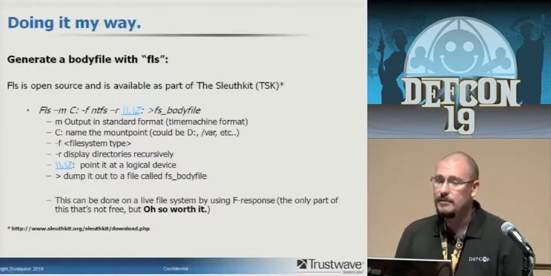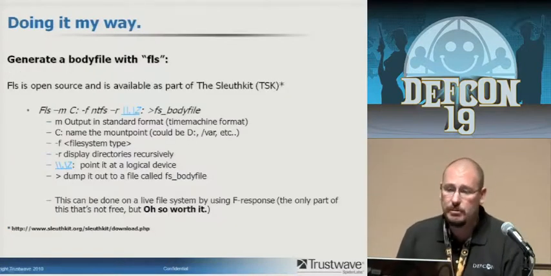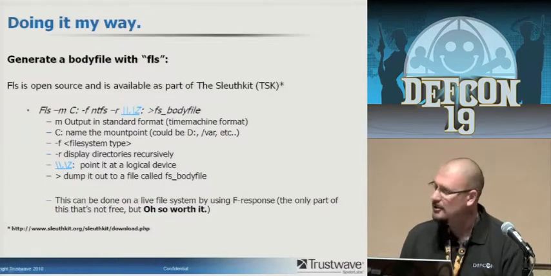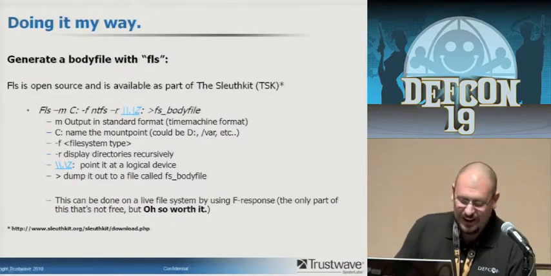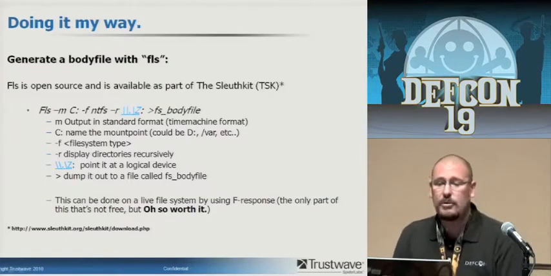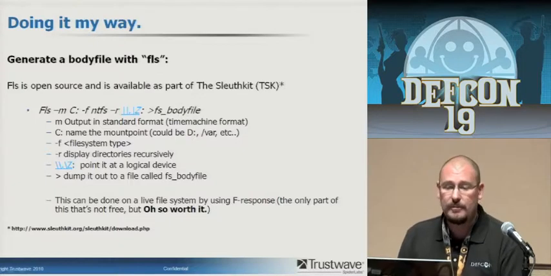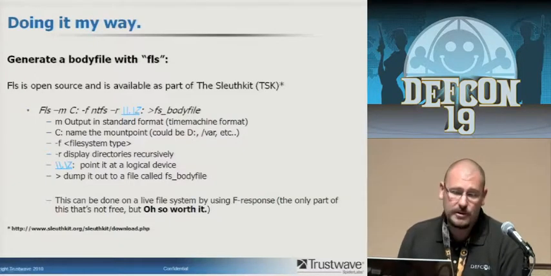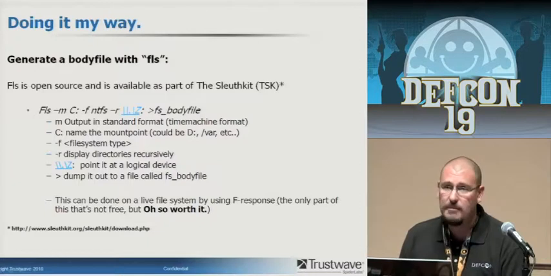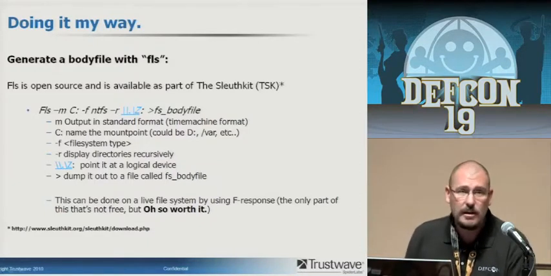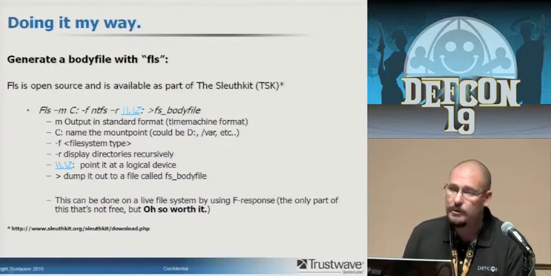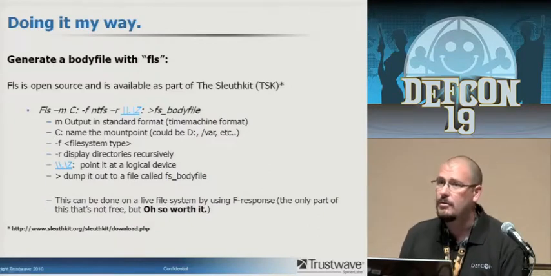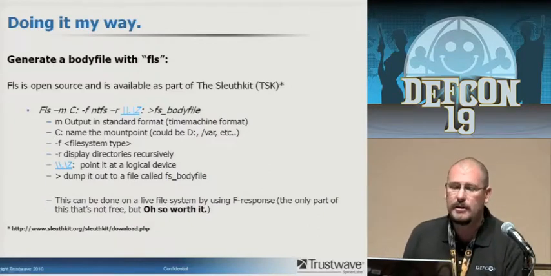So the first piece of this, doing it my way, is the command fls. This is open source. It's available as part of the Sleuth Kit, which is a free download from sleuthkit.org. I highly recommend going out there and checking it out. I've got a sample command here: fls -m, then name your mount point. This could be / for root, or D:, whatever you want. It really doesn't matter. You're just labeling your drive here.